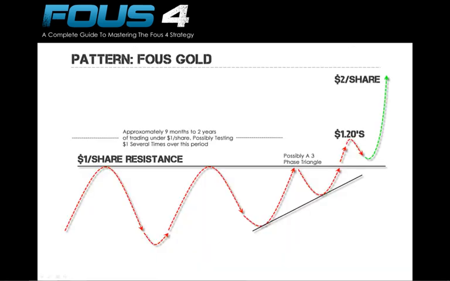Okay, so last and certainly not least is the Foos Gold pattern. You're probably wondering why I would name this the Foos Gold pattern. Simply put, when you find this pattern and it plays out correctly, it's a huge gold mine. This is the pattern where I've had some of my largest gains, and it consistently gives 20 to 100% or even higher returns in just a matter of a few days to a few weeks.